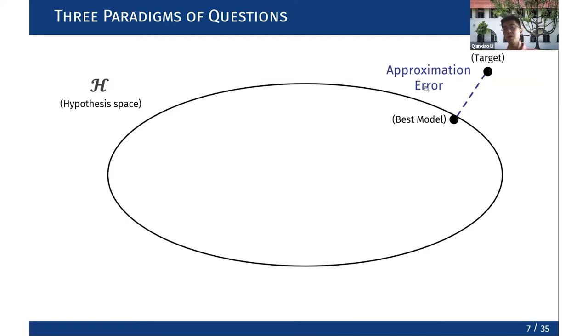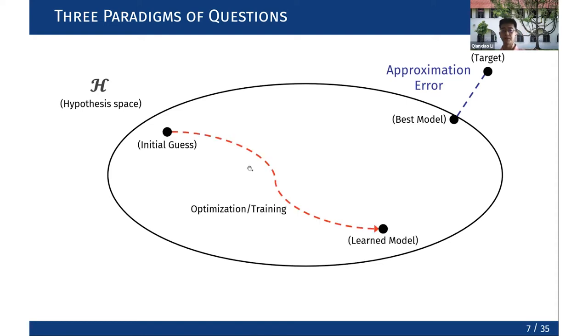But this is not the only question one can ask. Even if I tell you there's a very good model here that's very close to the target, if I don't tell you how to find it, that's useless, right? So the second problem is: how do you learn this model? Suppose that you start from some initial guess in your hypothesis space, and we have to train it, formulated as an optimization problem, moving this initial guess to what's called a learned model, that's hopefully closer to the best model than the initial guess. Okay, but of course, there's still a gap here.